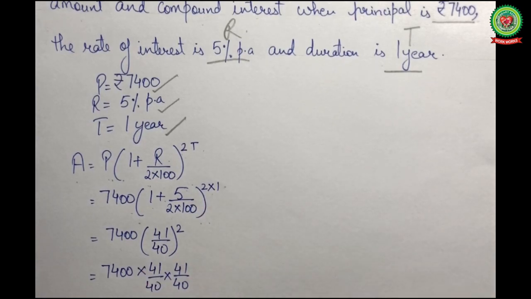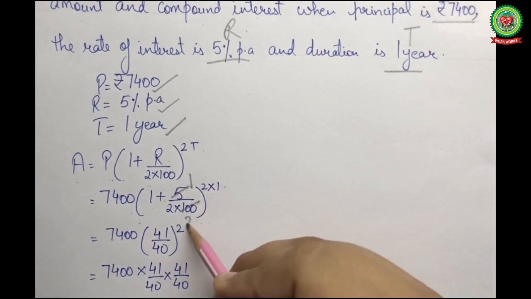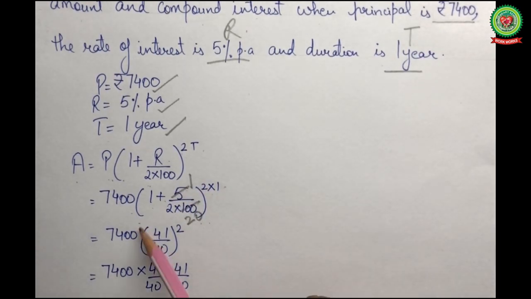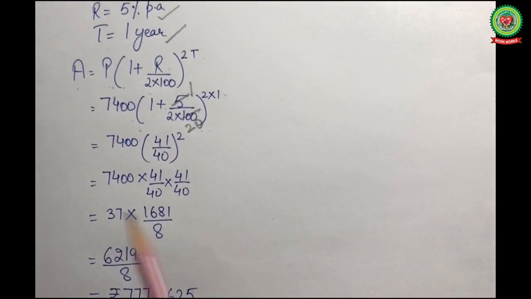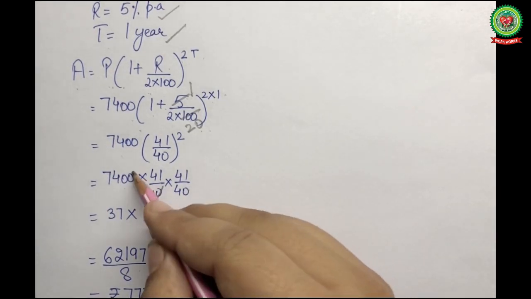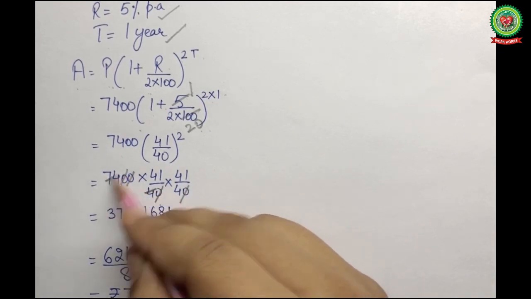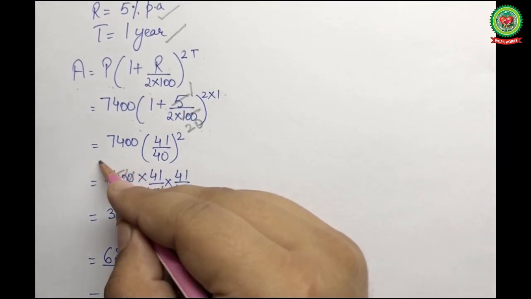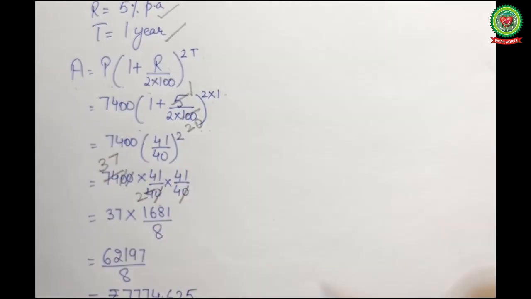Now we are going to do the cuttings. 5 ones are 5, 20s are 100. So we get 7,400(41/40)^2, that we get after taking the LCM. Now we are going to expand this term. On expanding, we get 7,400 × 41/40 × 41/40. Now we are going to do the cuttings. I'm going to do the cutting of 74 and 4 also. So we get 37 and 2.